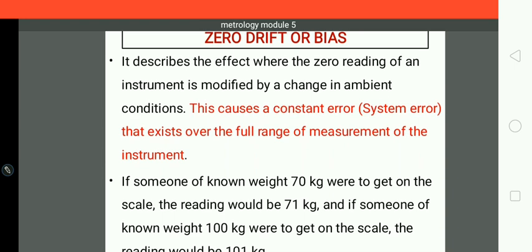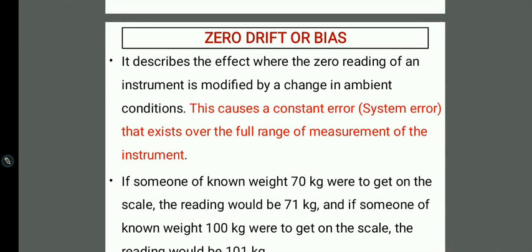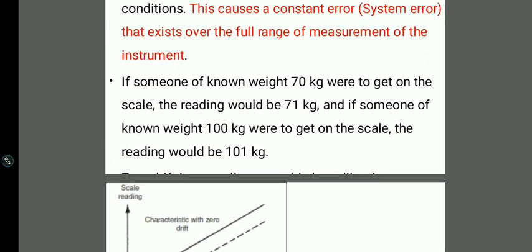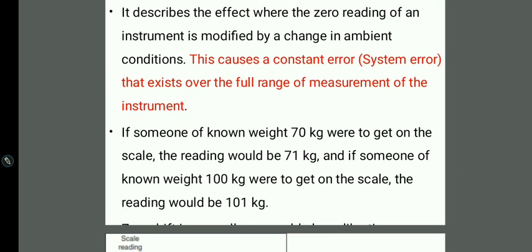Let's see what zero drift is. It describes the effect where the zero reading of an instrument is modified by a change in ambient conditions. This causes a constant error, called systematic error, that exists over the full range of measurement. So let us take an example. If someone of actual weight 70 kg were to get on the scale, the reading would be 71 kg. And if someone of actual weight 100 kg were to get on the scale, the reading would be 101 kg. That is, the zero reading has drifted by 1 kg. That is called zero drift.